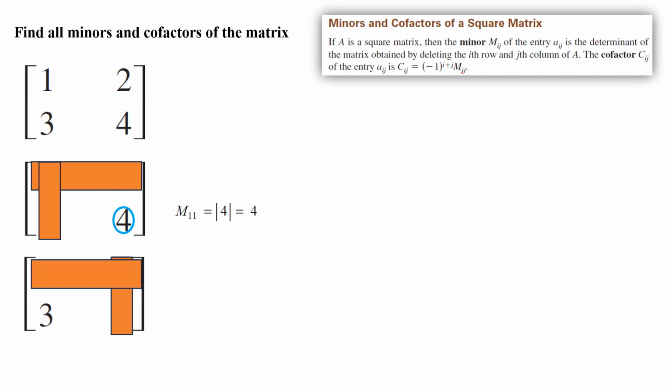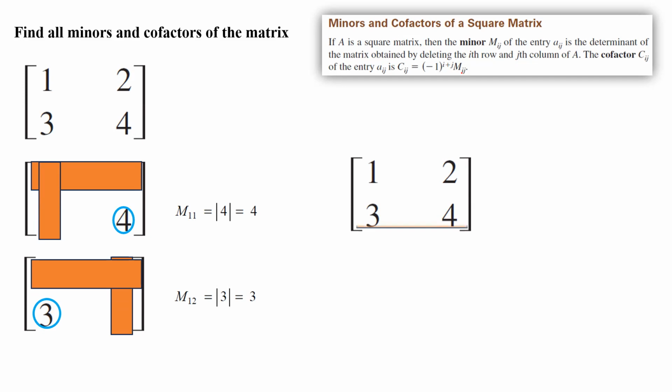By deleting the first row and the second column, you can find M sub 1 and 2, which is the minor for the first row and the second column. So since you're left with just one entry, which is a 1 by 1 matrix, this minor is equal to 3. We're going to copy down the matrix itself.